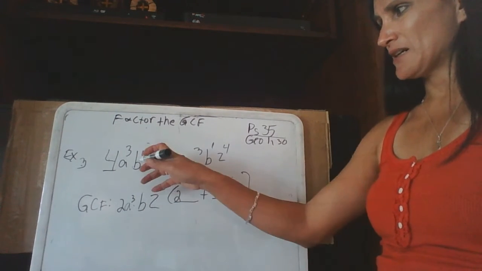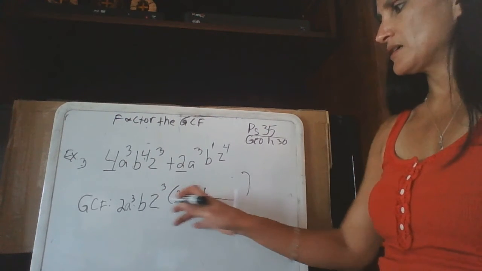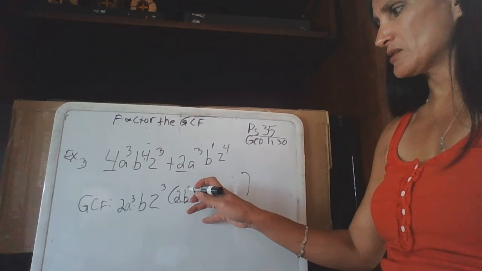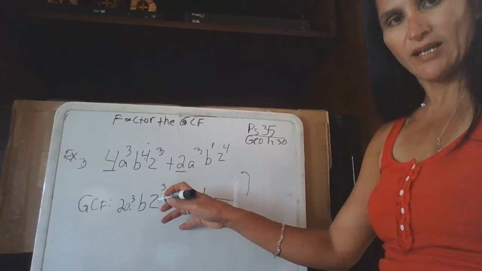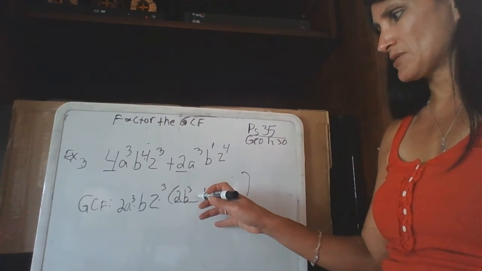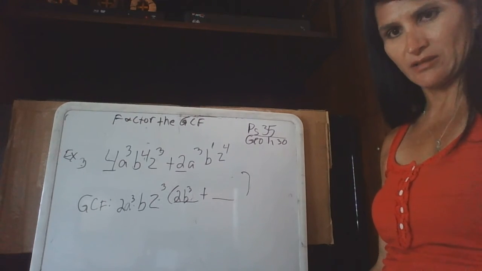Okay. Now do b to the 4, b. Well, 4 minus 1 is going to be 3. So b to the third. z to the 3 and z to the 3 would cancel. It would be z to the 0. So this first term only has 2b to the third.